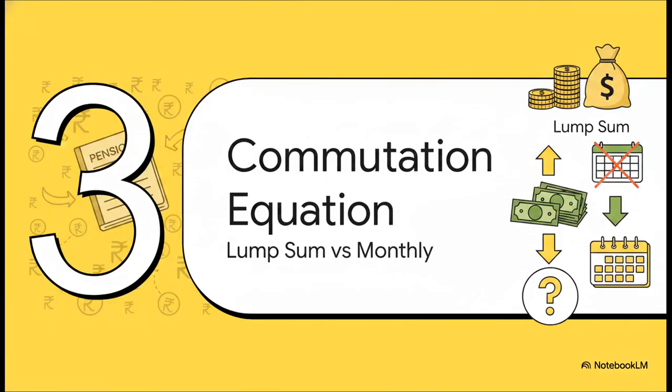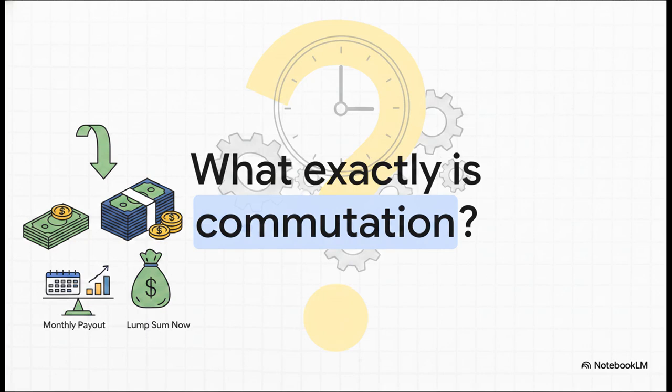Moving on to Section 3, the commutation equation. We are pivoting to what I think is the absolute climax of this math. This is the big, game-changing financial decision you have to make right when you retire. So what exactly is commutation? Essentially, it's a trade-off. It's the portion of your gross monthly pension that you voluntarily surrender in exchange for an immediate upfront lump sum of cash on the very day you retire.